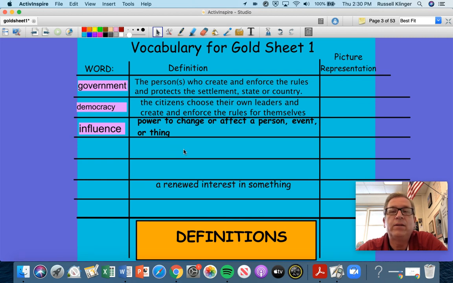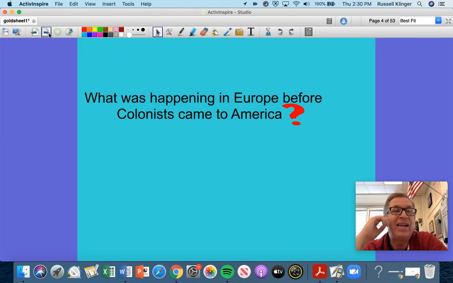And in England, they have a constitutional monarchy, right? Okay. All right. So let's get to the topic at hand. What's happening in Europe before colonists came to America?